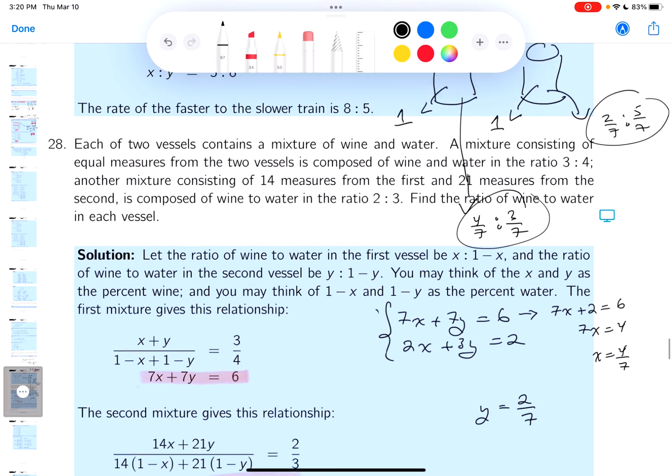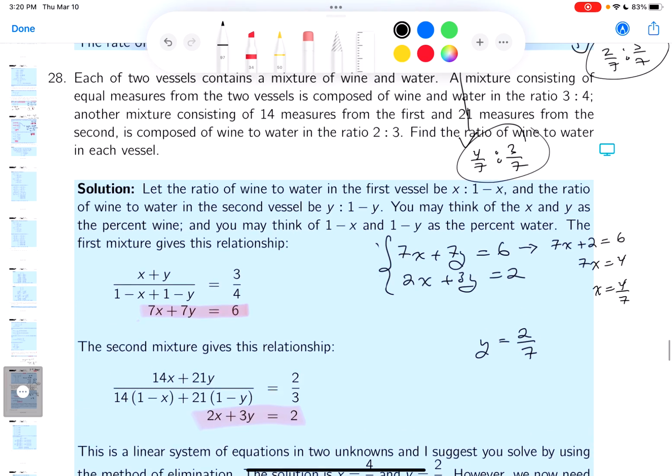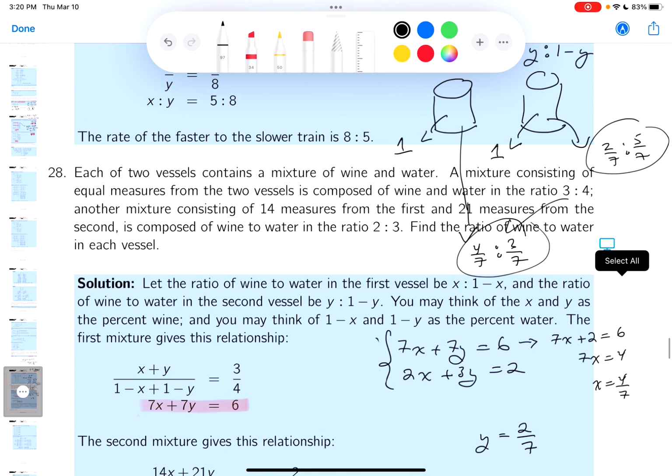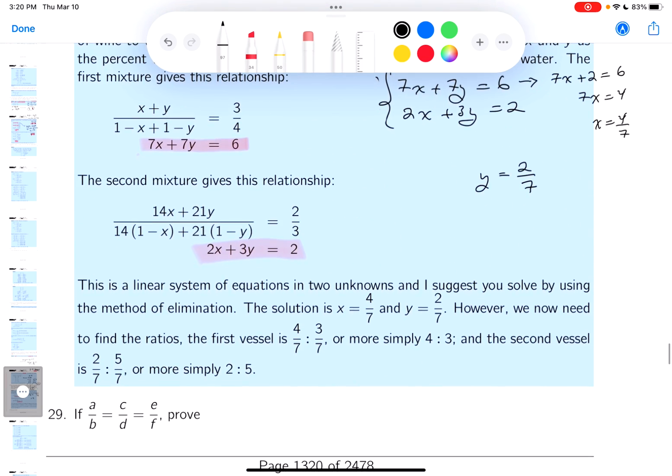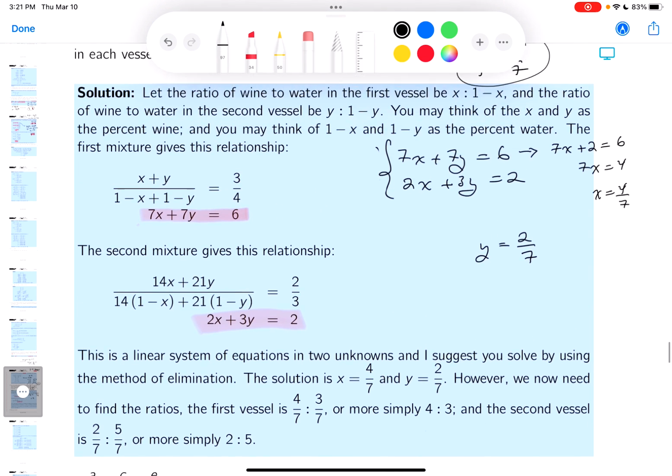Let's take a look, see how we did. First vessel, 4/7 to 3/7. Got that. Second vessel. Oh, by the way, they do write a little differently, but what I wrote down there is fine. It's true, you can multiply both sides by 7 if you like. The second vessel, 2/7 to 5/7.